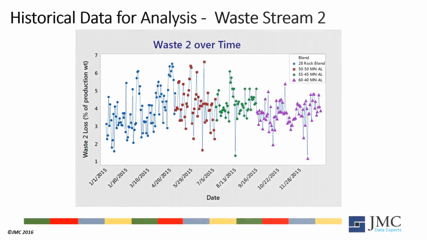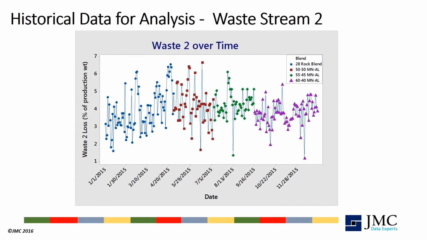When viewing the size of the waste stream over time with the blend identified, we see some variability with changes in blend, but the majority of the variability is over time. Because of this, we decided to remove blend from the analysis and focus on the remaining 12 predictors.